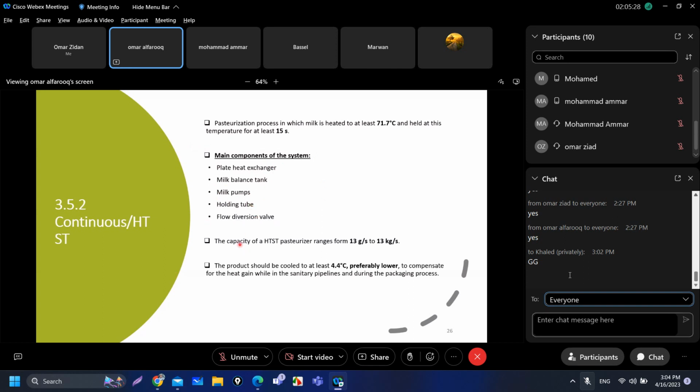The capacity of high temperature short time pasteurization ranges from 13 grams per second up to 13 kilograms per second, and the product should be cooled to at least 4.4 degrees Celsius or even lower to compensate for the heat gain that may occur during the packaging process.